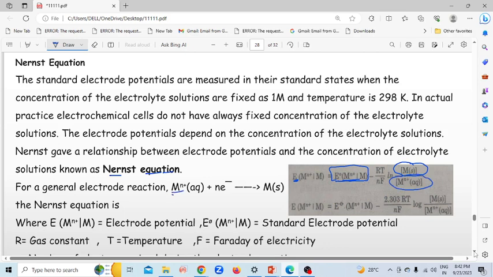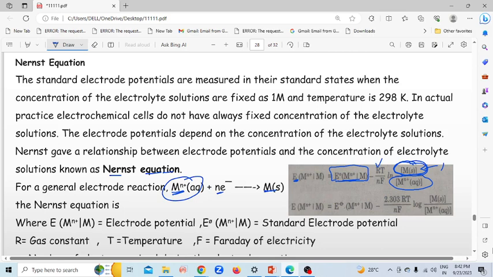Here M plus is gaining electrons and converting into metal, so it is M(s) plus n electrons. But M(s) is solid, so its activity or concentration will not change. We can take it as unity, so it only depends on the concentration of your metal ion. Like that you can calculate the Nernst equation.